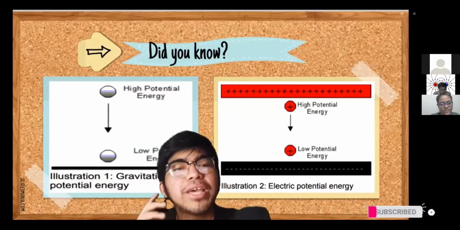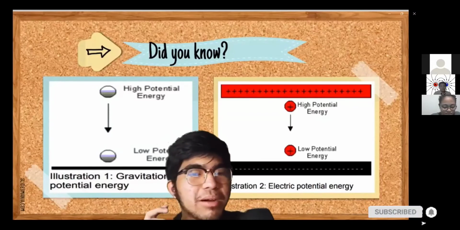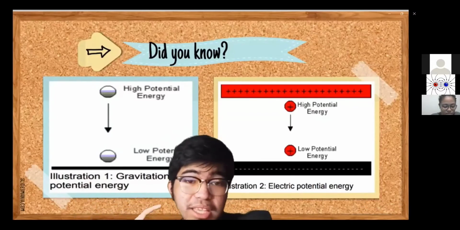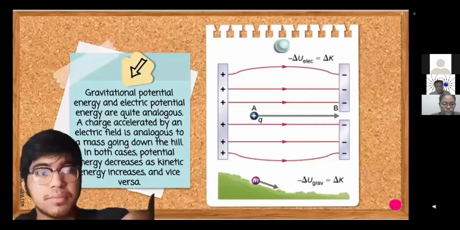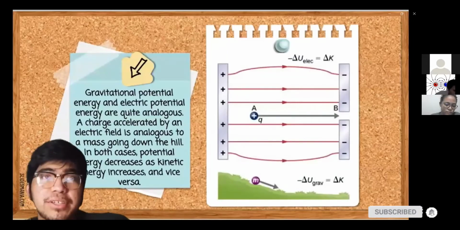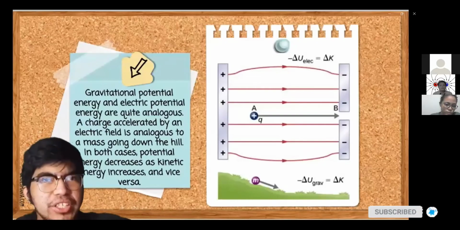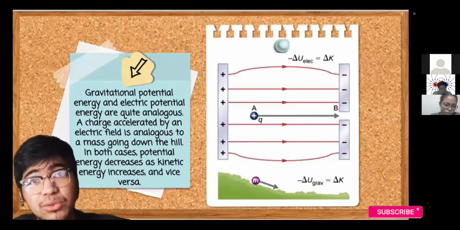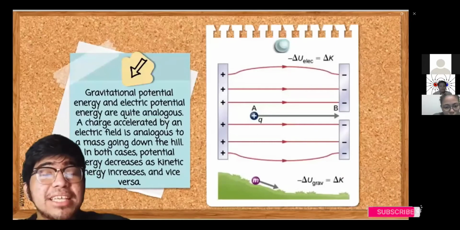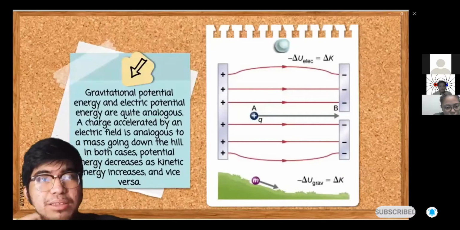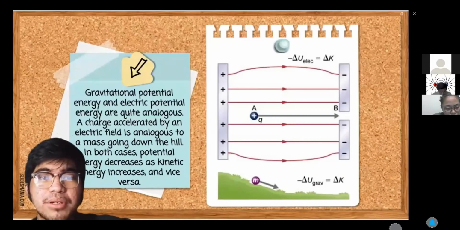And by doing that, nagbago yung electric potential energy to kinetic energy. Same concept lang katulad ng bola or object sa illustration 1, it has gone through a change in energy from one form to another. So, gravitational potential energy and electric potential energy are quite analogous. A charge accelerated by an electric field is analogous to a mass going down a hill. In both cases, potential energy decreases as kinetic energy increases. So, what do you mean by analogous? Analogous means similar or comparable.